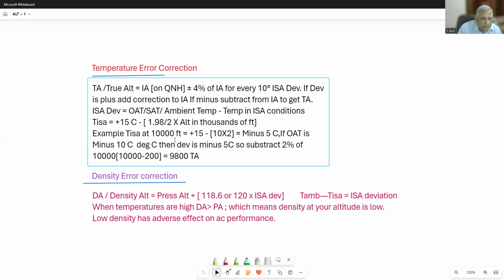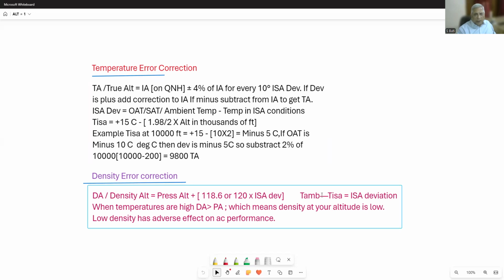For example, at 10,000 feet, temperature should be plus 15 minus a fall of 10 into 2, 20 degrees, that is minus 5. If outside air temperature is minus 10, then the deviation is minus 5. That is how we do it. T ambient minus in bracket T ISA.